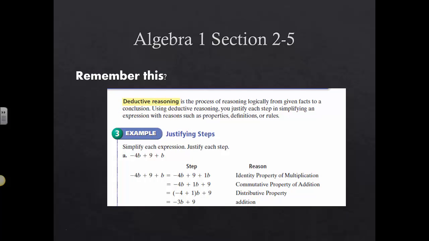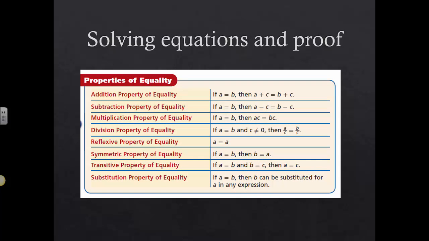Some of you may remember from your algebra book last year, in section 2.5, you were using deductive reasoning in order to justify your steps for simplifying an expression or solving an equation. So we're going to do more with that this year. In order to do that, you're going to need some justification, some properties. And we're reviewing all of the properties that you guys have studied in the past, but we may add a couple of different ones to it.